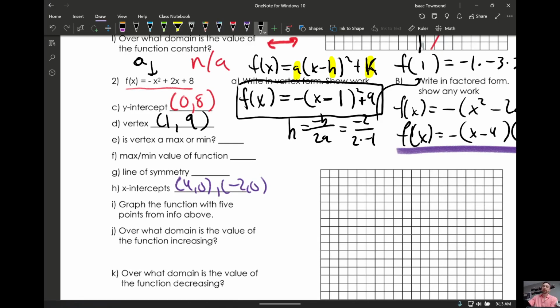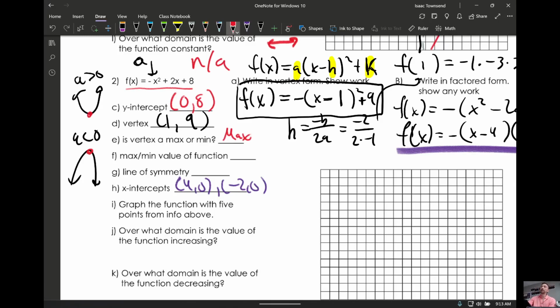Okay, to know if the vertex is a min or a max, I should think about whether this opens up or down. If a is positive, my parabola is going to open up, which makes the vertex a min. But that's what happened in our first question. Since a is negative, my parabola is going to open down, which is going to make my vertex a max.